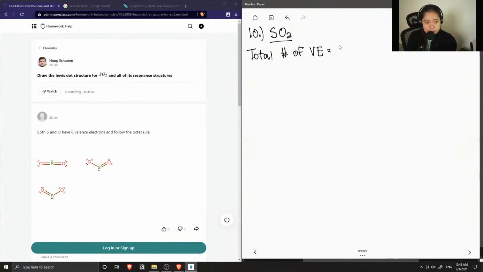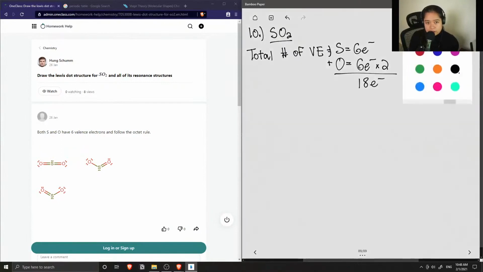So the number of valence electrons in sulfur is 6. And for oxygen, it is also 6. And we need to multiply this by 2 since there are 2 oxygen atoms in the compound. So in total, we have 18 valence electrons. So let's try to draw a Lewis structure for this compound.